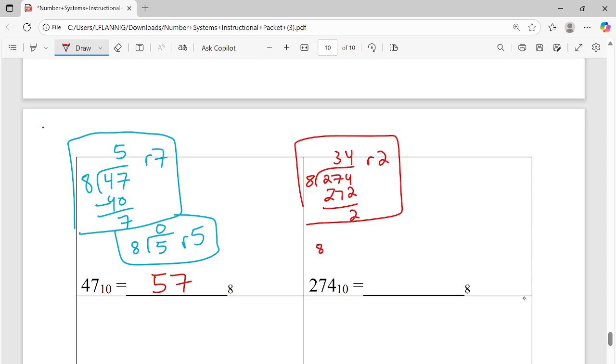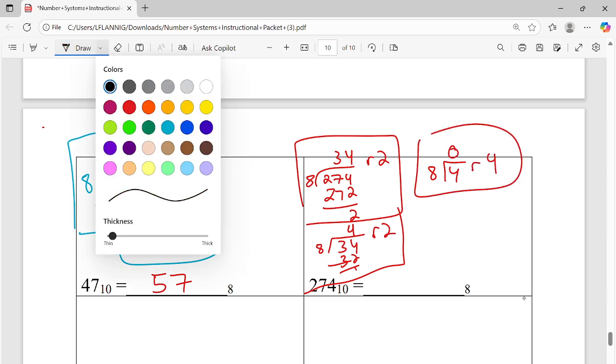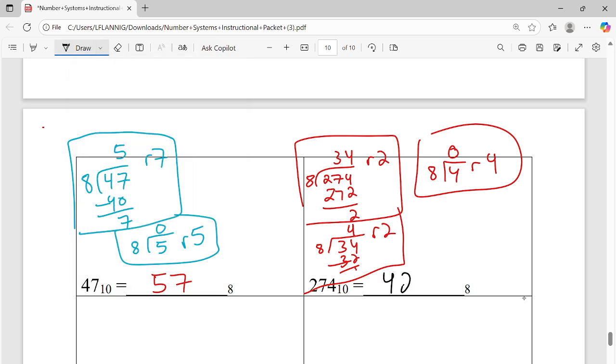The next section, we have 34 divided by 8. 8 goes into 34, I know that, 4 times. 8 times 4 is 32. So the remainder is 2. Okay. So now I have remainder 2, remainder 2. 8 goes into 4 0 times with a remainder of 4. So that's the last step. We take that and we go 4, 2, 2. 4, 2, 2 as the final answer. 274 base 10 is 422 base 8.